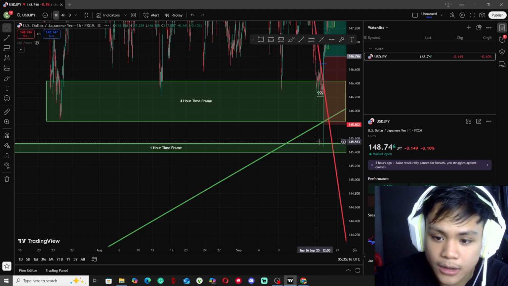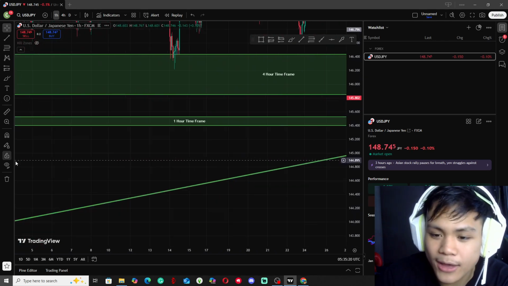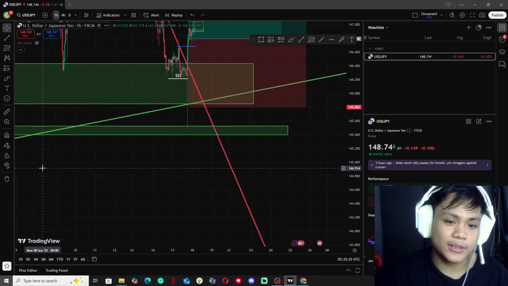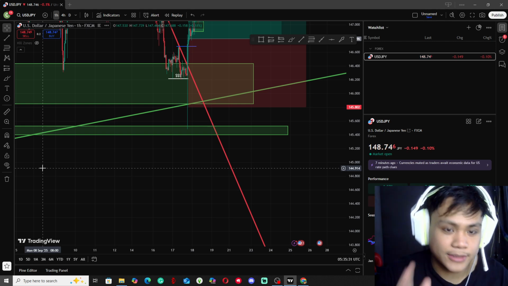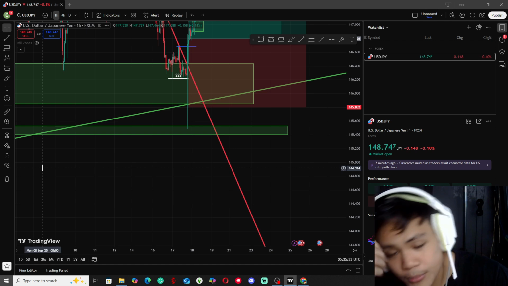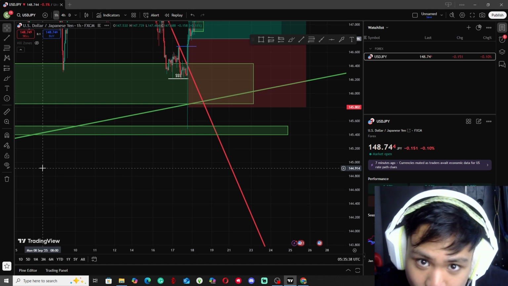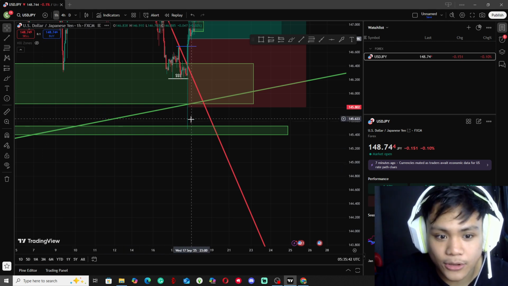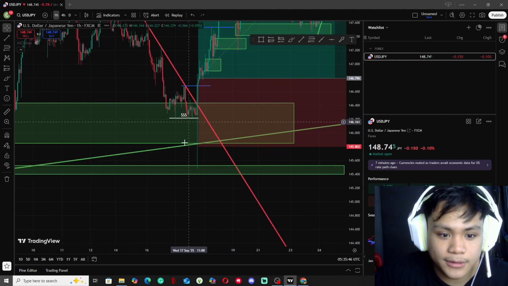And look, it got rejected by the 1 hour time frame. So that's why I always wait for the candle to close first before taking a trade. Some people don't wait for it to close, and if you don't wait, chances are you're gonna get stopped out. Like this. Look, it went down, people took a sell, it went up. That's what you call a liquidity sweep.